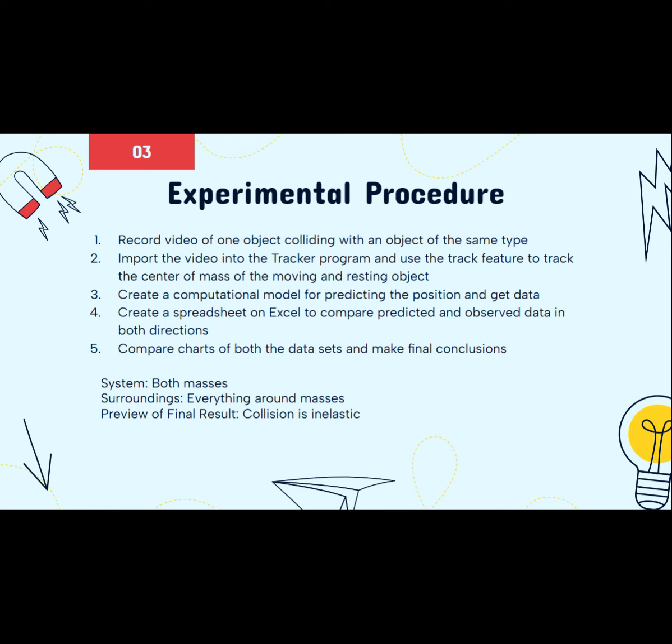So our system is both of our masses. Our surroundings are everything around those masses, like the table, which could potentially have friction. Our preview of the final results is that our collision is inelastic.